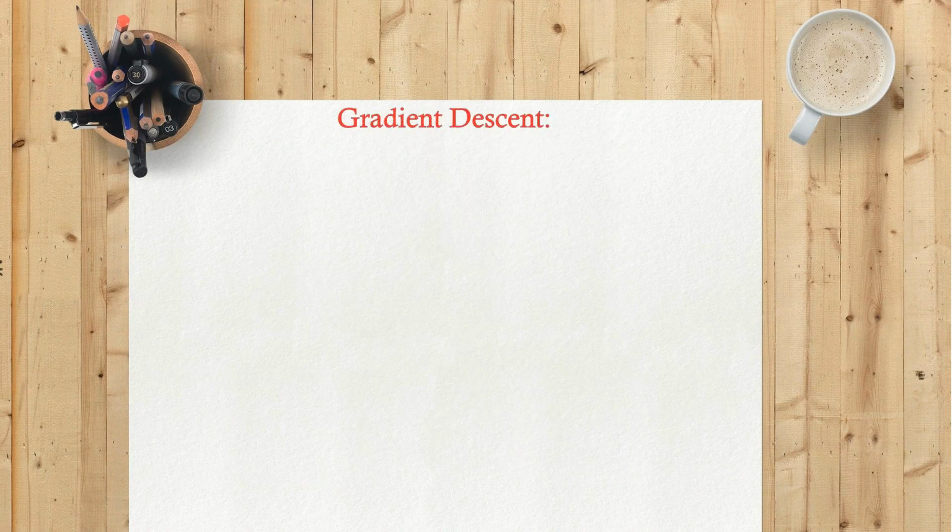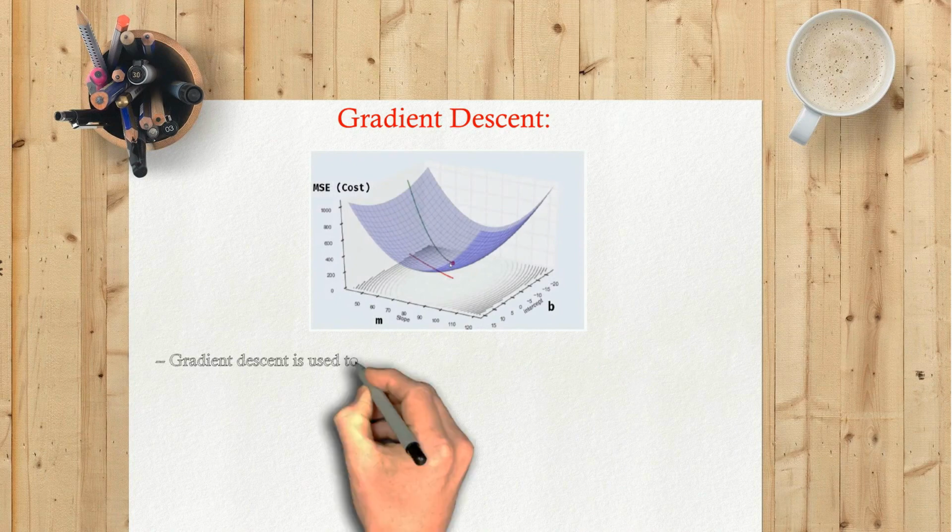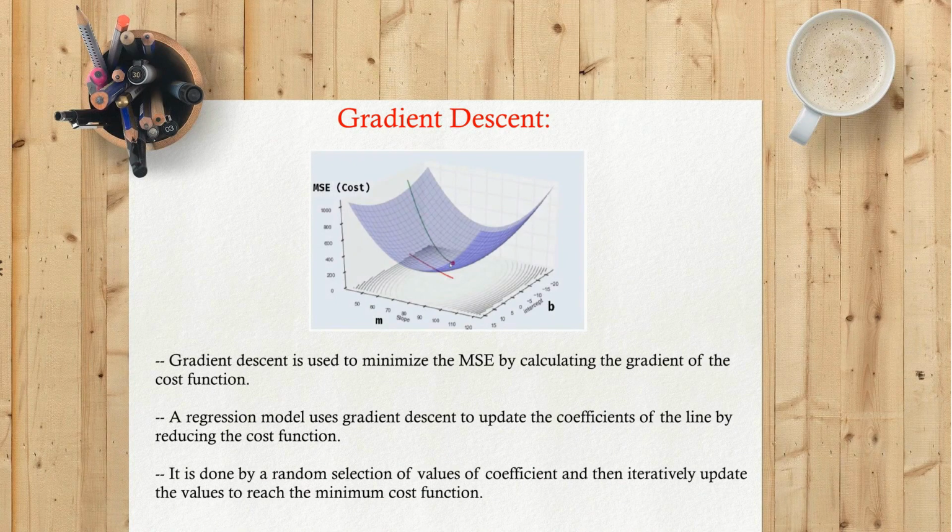Gradient descent. Gradient descent is used to minimize the MSE by calculating the gradient of the cost function. A regression model uses gradient descent to update the coefficients of the line by reducing the cost function. It is done by a random selection of values of coefficient, and then iteratively updating the values to reach the minimum cost function.